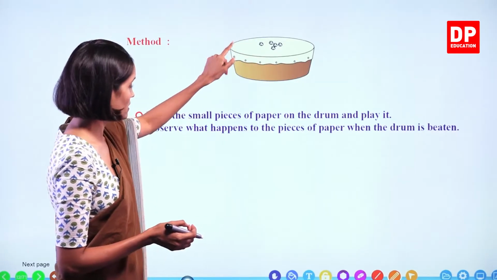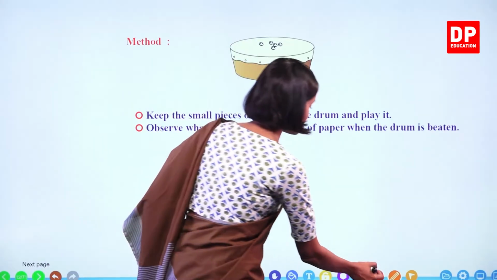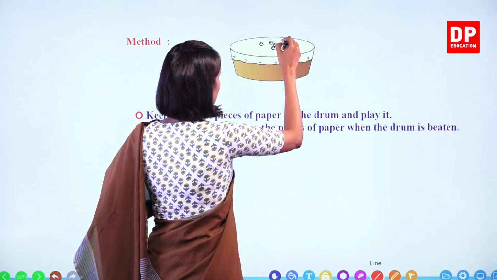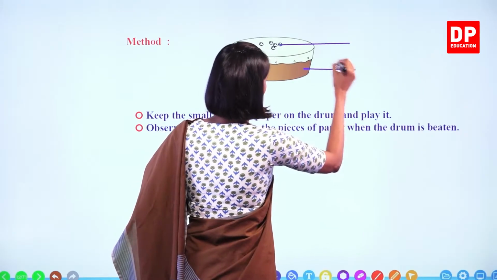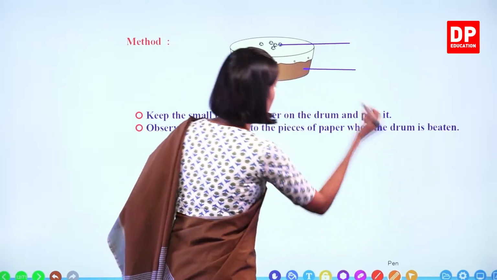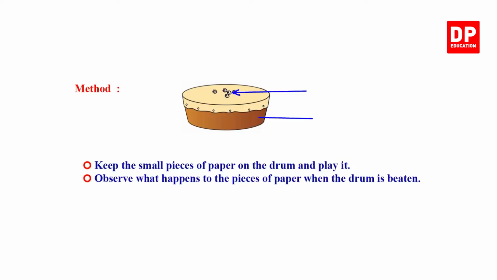Now look at this one. We have the diagram. We have to label it now. This is the drum and pieces of paper. Pieces of paper. Small drum.